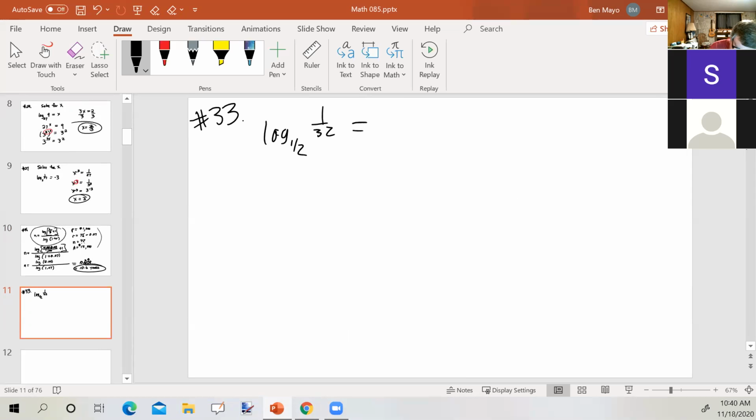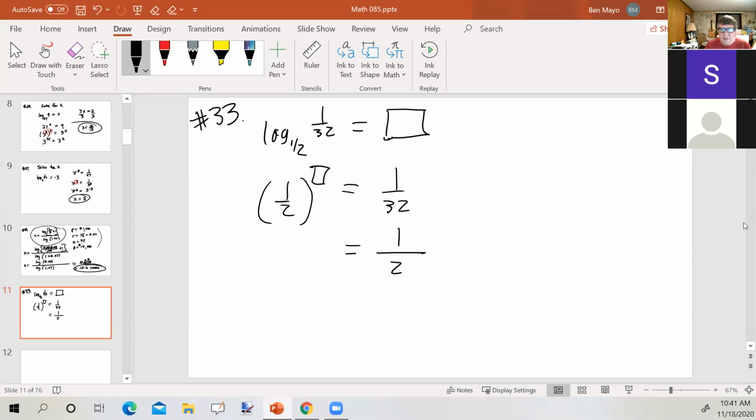Well, I don't know what that's equal to, so I'm going to just call it box for the sake of solving it. So now I have an equation, and if I change this logarithmic equation into exponential form, I'll get 1/2 to the box power equals 1/32. Okay, well, 1/32 is 1/2 to the, let's see, 2 times 2 is 4, times 2 is 8, times 2 is 16, times 2 is 32. So 1/32 becomes 1/2 to the 5th power.